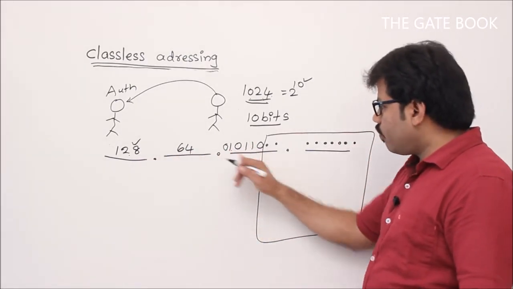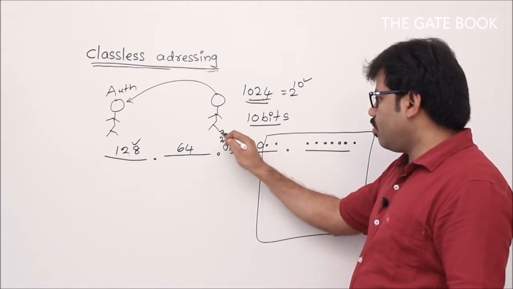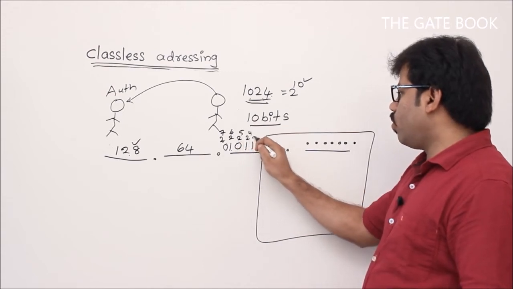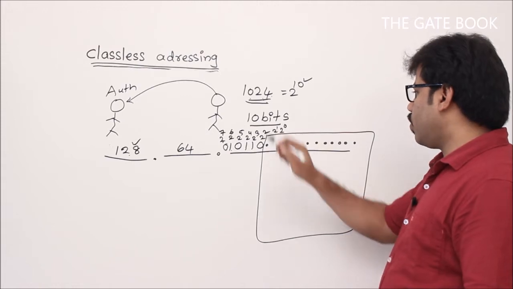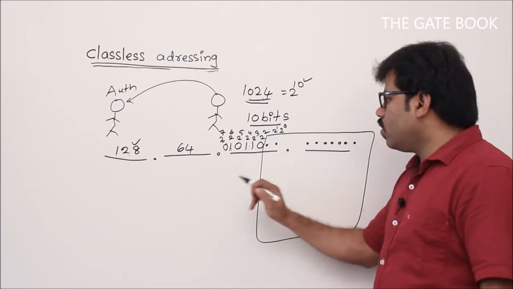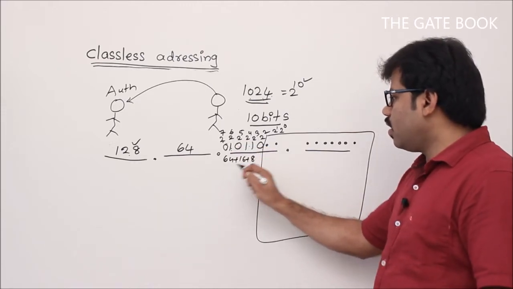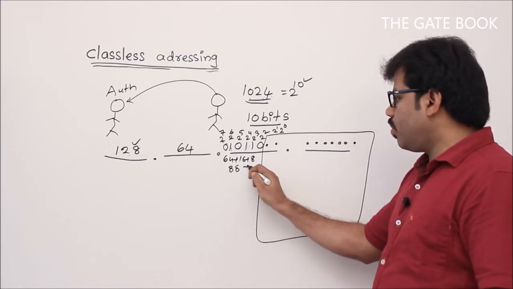So what is the value of this part? We will see. What is the weightage here? 2 to the power of 7. Remember, 2 to the power of 6, 2 to the power of 5, 2 to the power of 4, 2 to the power of 3, 2 square, 2 to the power of 1, 2 to the power of 0. Now remember it. So what is the weightage of this value? 64 plus 16 plus 8. Right? 64, 70, 80, 88. So 88 plus something, right?